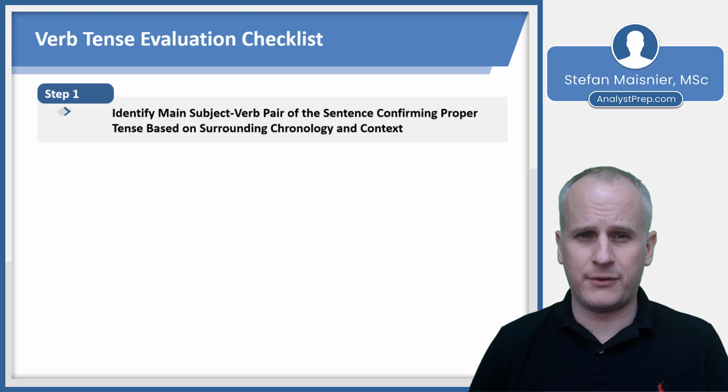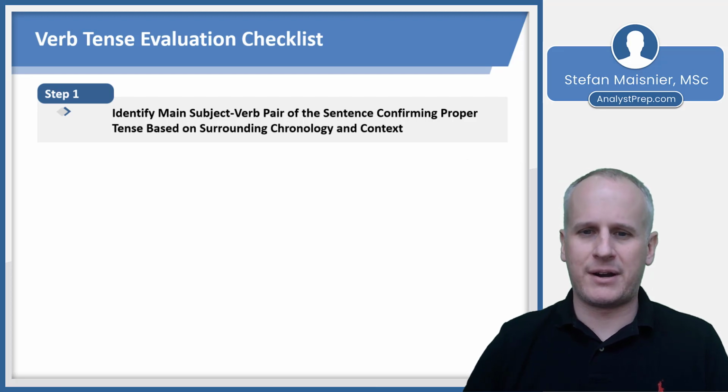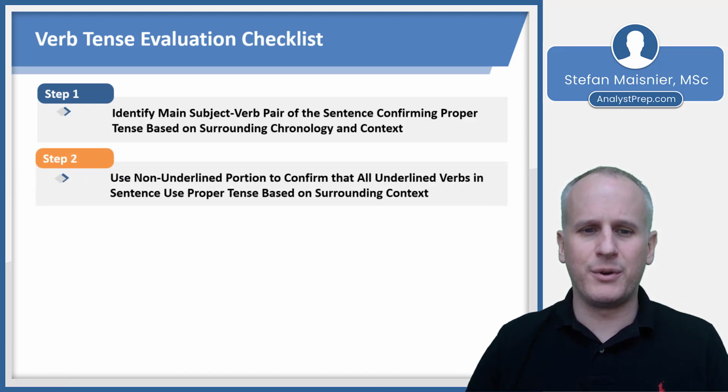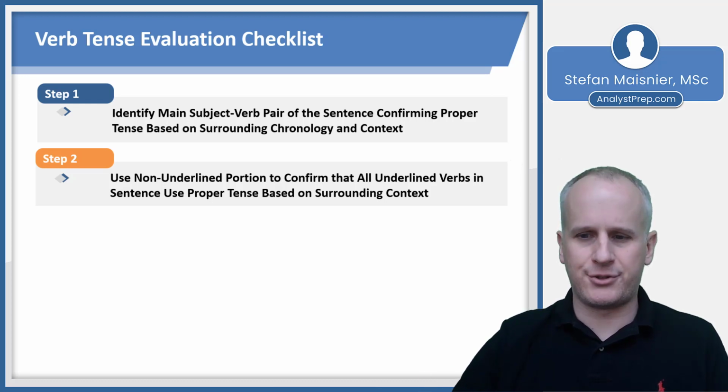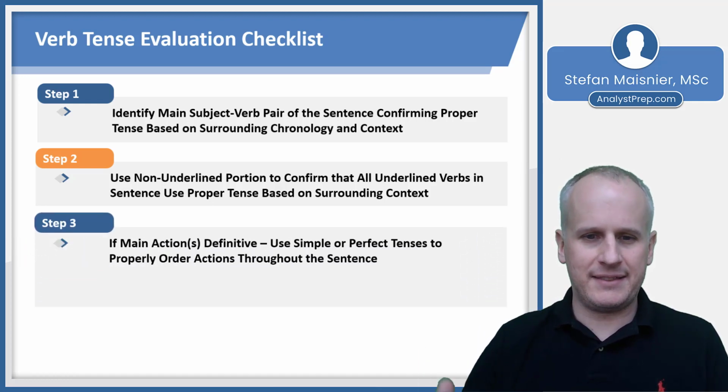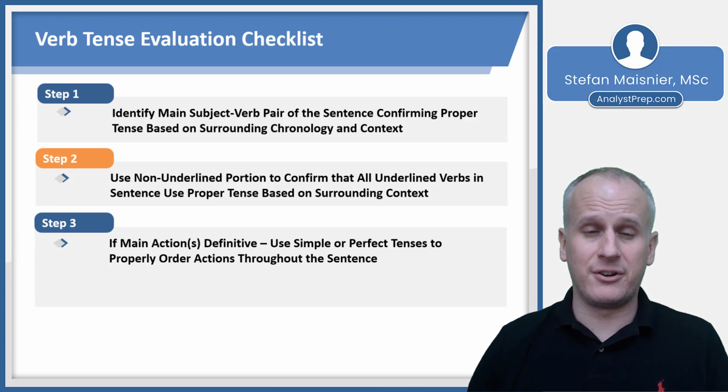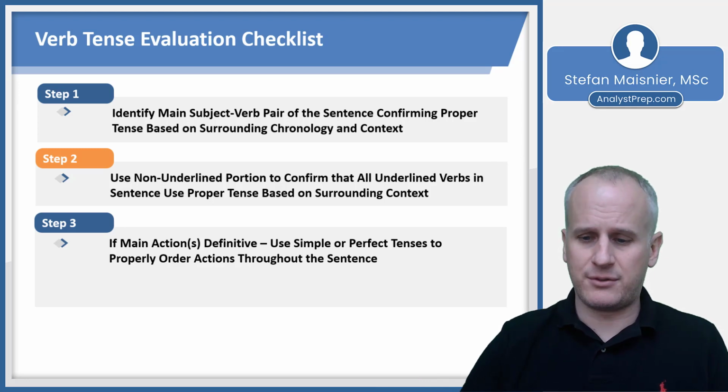First, focus on identifying the main subject verb pair of the sentence and confirm that it has the proper tense based on surrounding chronology and context, whether that's simple, perfect, conditional. Then, step two, you want to use the non-underlined portion to confirm that all underlined verbs in the sentence use proper tenses based on the surrounding context. And if the main actions are definitive, meaning there are no conditional clauses, then you can use the simple or perfect tenses to properly order the actions throughout the sentence.